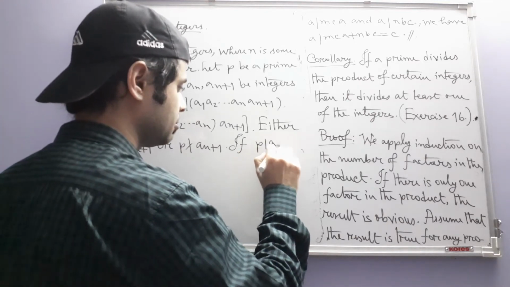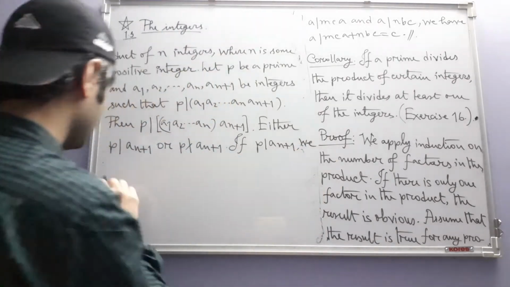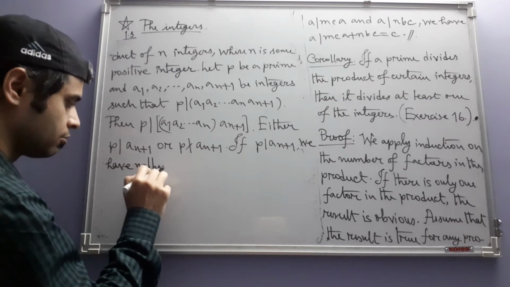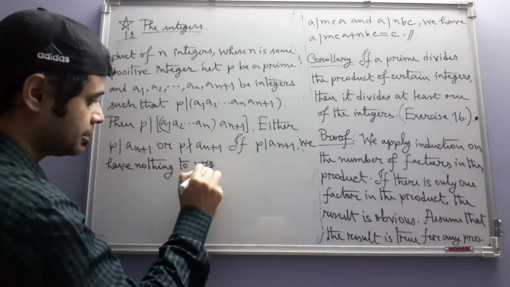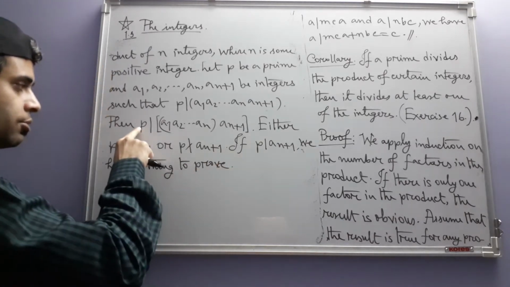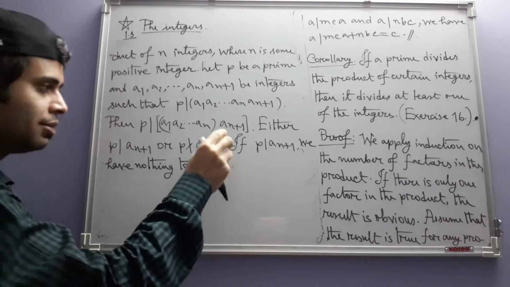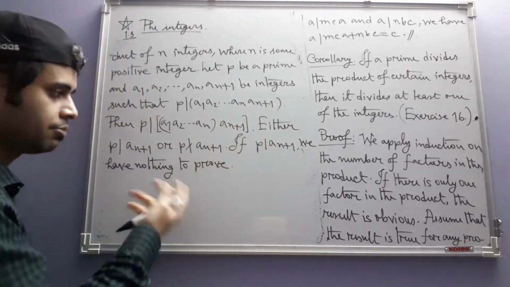If P divides an plus 1, we have nothing to prove. See, what is our aim? Our aim is to show that P divides at least one of these factors. So if P already divides one of them, namely an plus 1, then we are done.